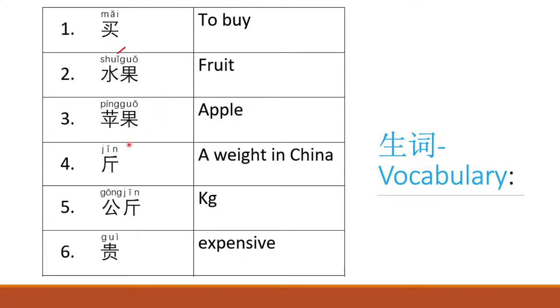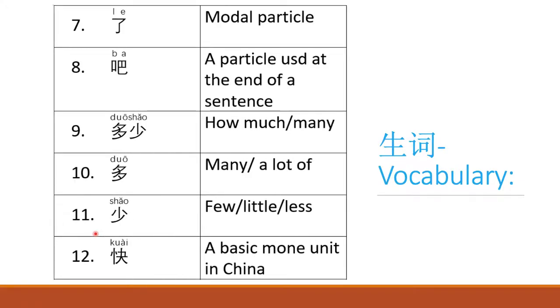Number four is a weight unit in China, 斤. Okay, 斤 is around half of a kilo. But in this lesson, I'm trying to make it equal to 1 kilo, so you guys will understand it more easily. But actually, one 斤 equals 0.5 kilograms. 公斤, kilograms. Number six is an adjective to describe something that is expensive. 贵, 贵. Okay, the fourth tone, very short. 贵. Okay. Next one. The next five words.